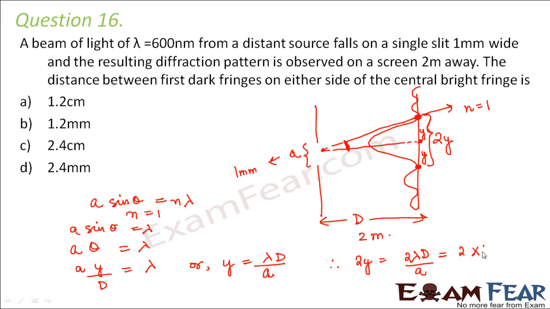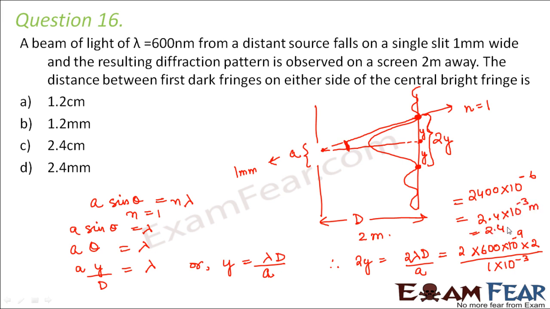Now let's put the values. 2 into lambda, which is 600 into 10 to the power minus 9 meters, capital D is 2 meters, divided by a, which is 1 millimeter, that is 1 into 10 to the power minus 3 meters. So this would be equal to 2400 into 10 to the power minus 6. This is equal to 2.4 into 10 to the power minus 3 meters, or we can write it as 2.4 millimeters. So this is the answer. That's option D.